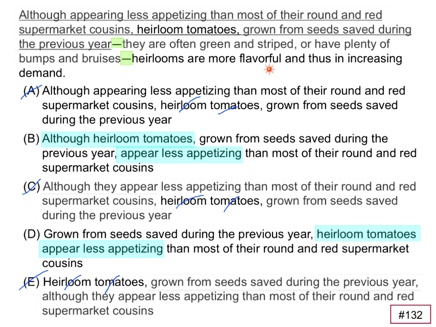Heirlooms are more flavorful. So you can do that in a sentence. You can say, although tomatoes appear less appetizing, they are more flavorful. Totally true, by the way. I love heirloom tomatoes. So yummy. And we're coming up on the good season for them. Anyway, okay, so down here when they don't do that, they just say heirloom tomatoes appear less appetizing.